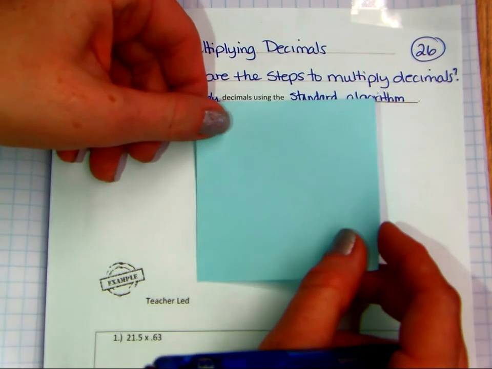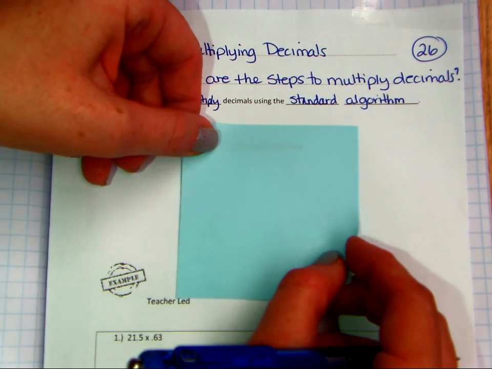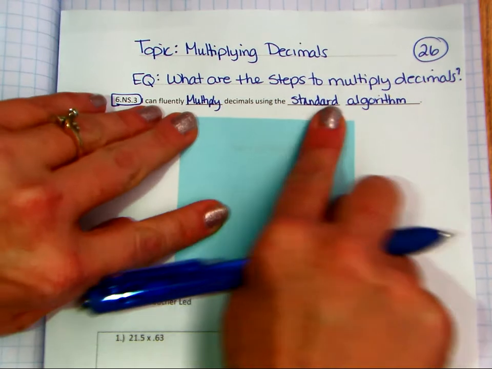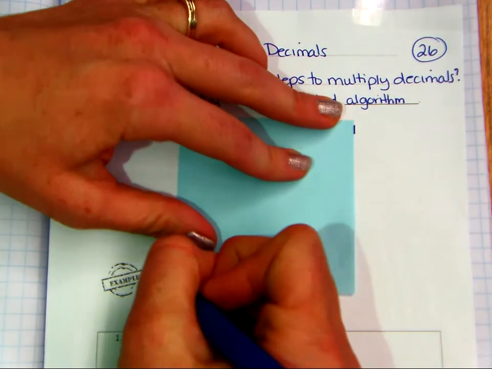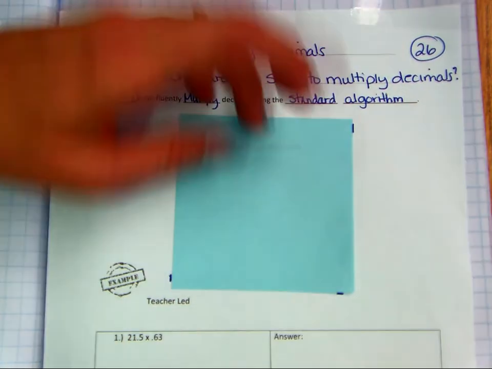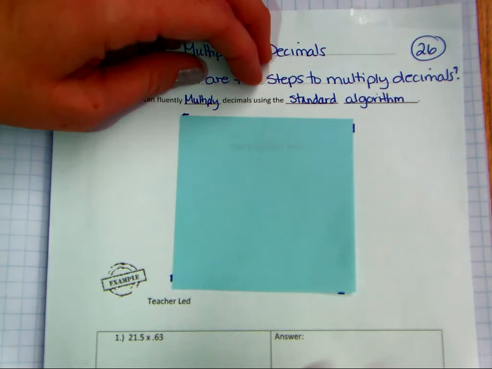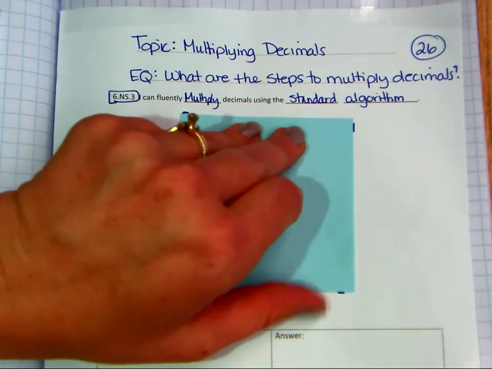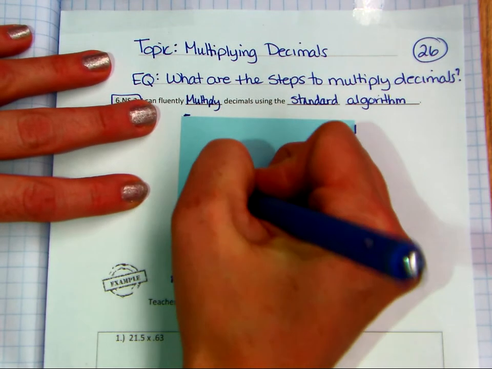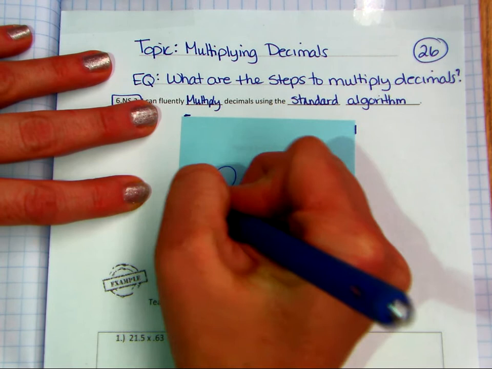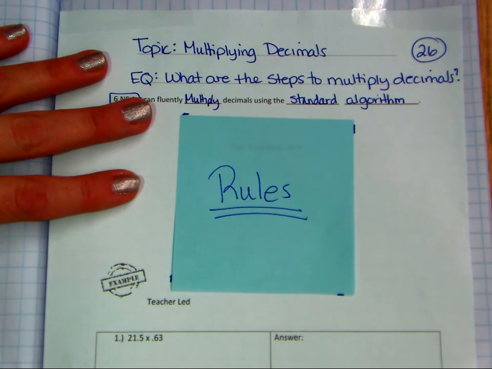The next thing we're going to do is take our post-it note and put it right here over this spot, and I want to mark my rim here, just so I know that that's about the space I want to stay in when I'm writing my rules. I'm going to write on the outside of my post-it note, rule, or rules. And these are the rules for multiplying decimals.